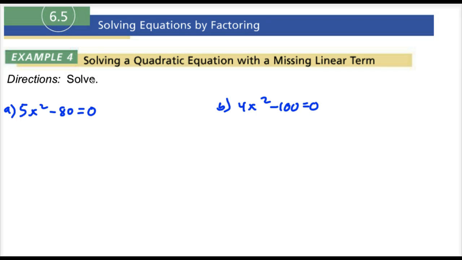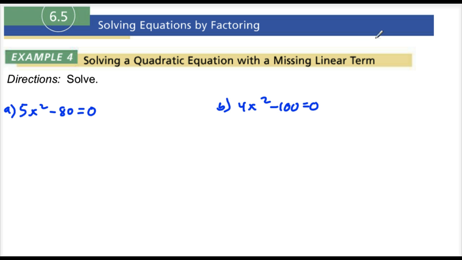Here we go. We're going to now solve both of these quadratic equations that have a missing linear term. I'm going to show you a cool way of doing this besides factoring. I'm going to show you both ways here, so you have more tools to use.